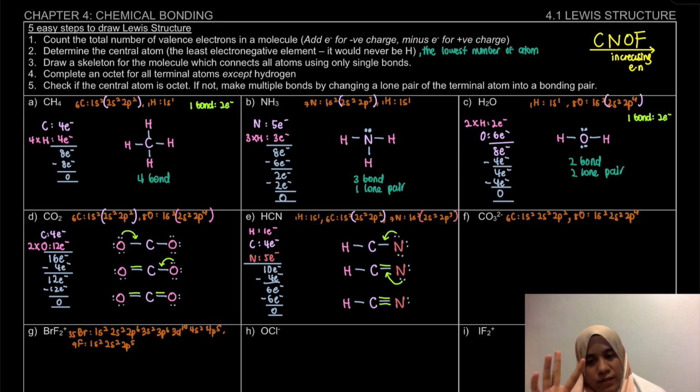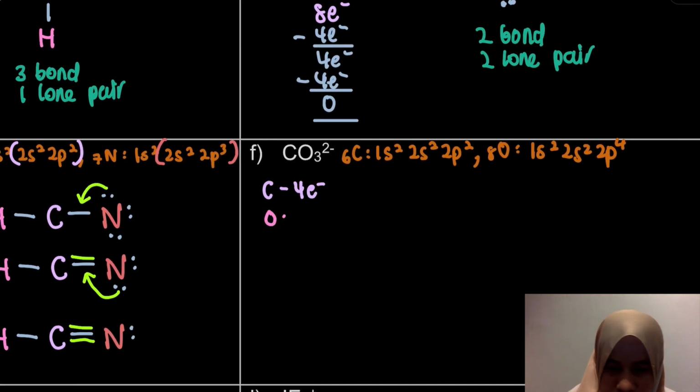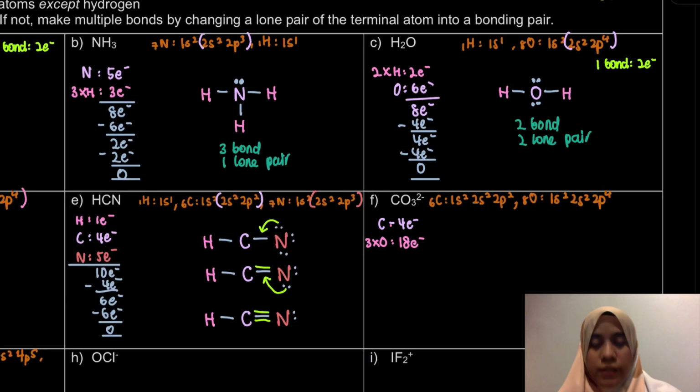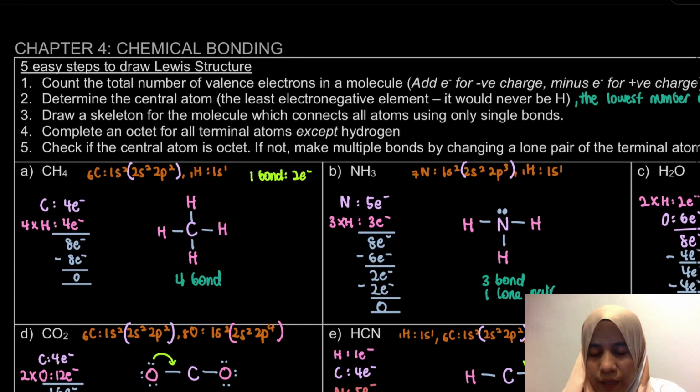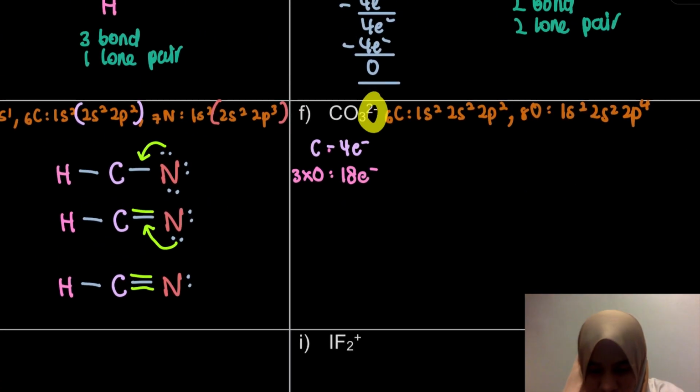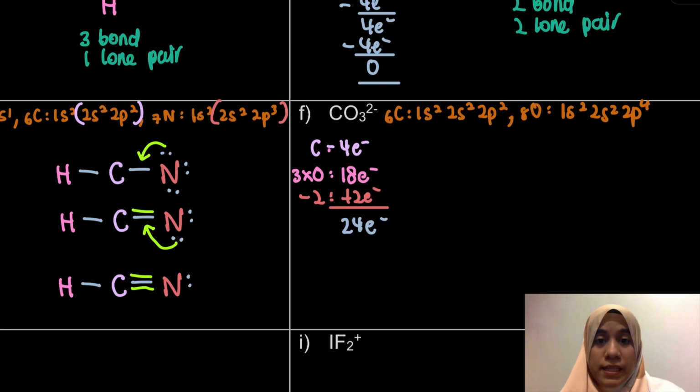Okay, the second last example that we're gonna look at is actually, kali ni it's not neutral. Dia ada charge kat sini. Okay, so carbon here. What happened here? Yang ni awal-awal dah lain dah. Add electron for negatively charged. In this case, we have negative 2. So bila negative 2 charge, maknanya we have to add 2 electrons. So, total kita sekarang ni 24 electron.